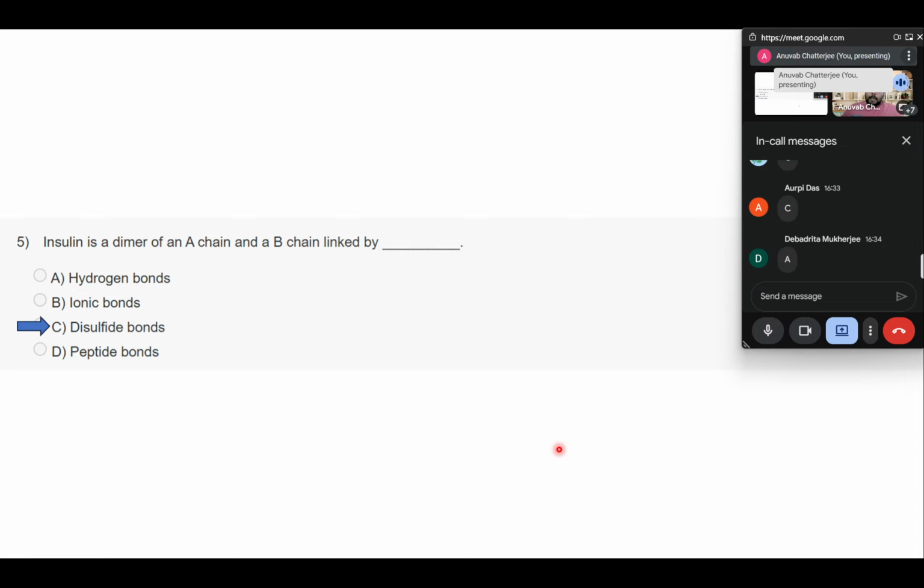So insulin is a dimer of an A chain and a B chain linked with disulfide bonds. Any questions?